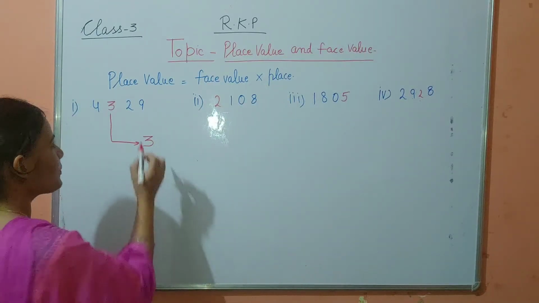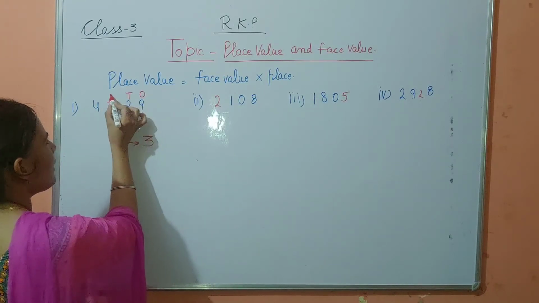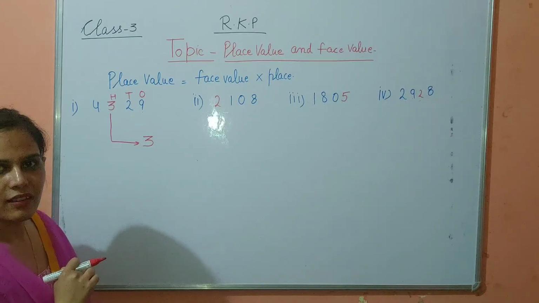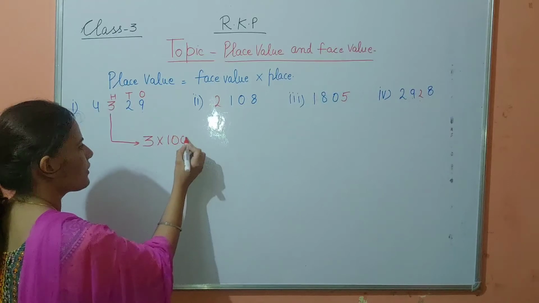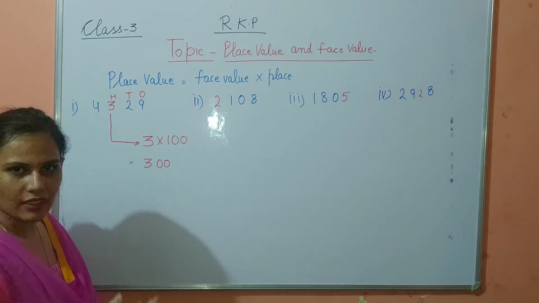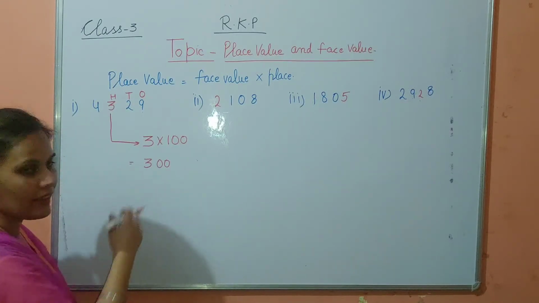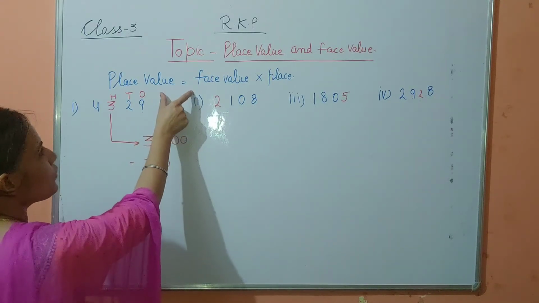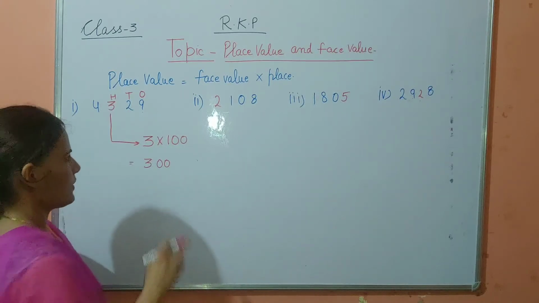Means what is its place? Ones, tens, hundreds. What is its place? 100. At hundreds place, we will multiply with 100. So 300. We have done it. Either write 300 or 3 into 100 like this. This is just a summary, or you can say brief, of what you have already studied.